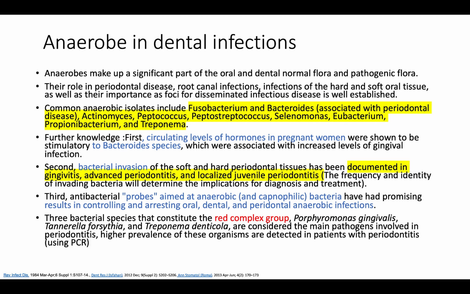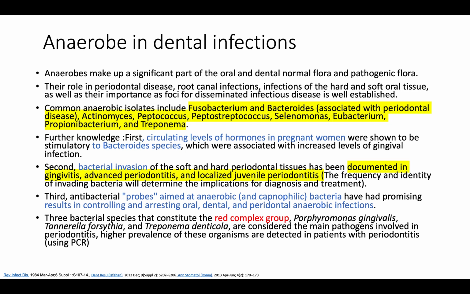So first, if we want to come up with something more, we see that actually the circulating levels of hormones can affect this, and for example they were shown to be stimulatory for bacterial species. For example, pregnant women are more prone to have gingival infections.